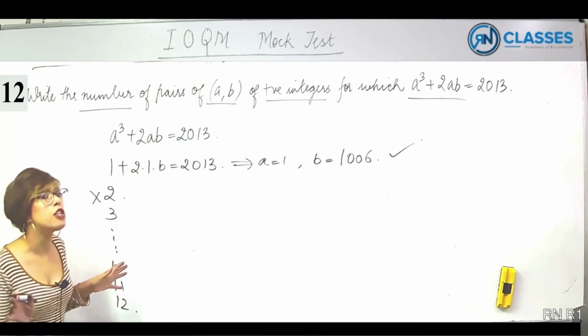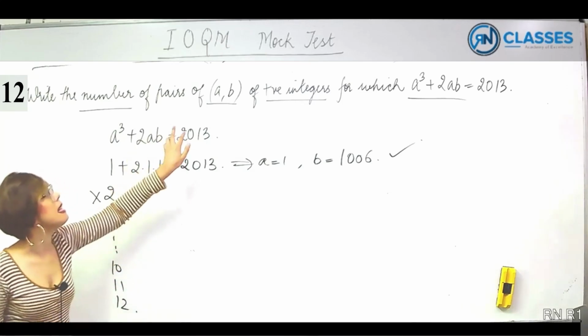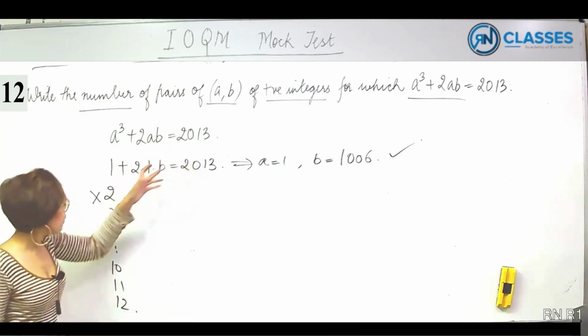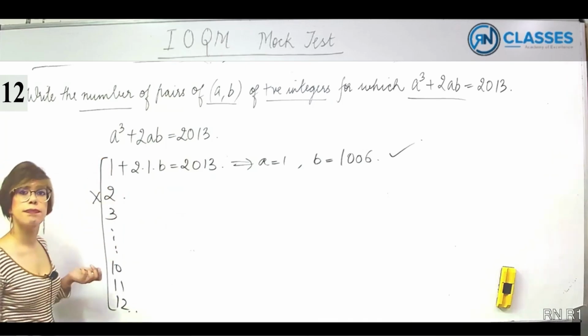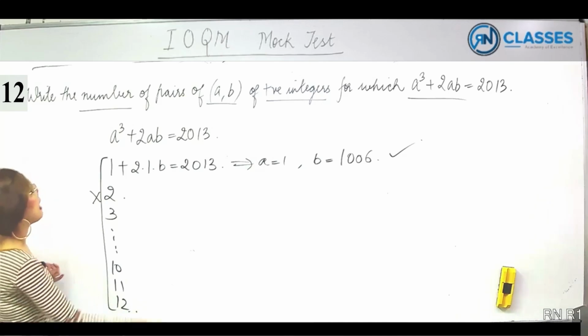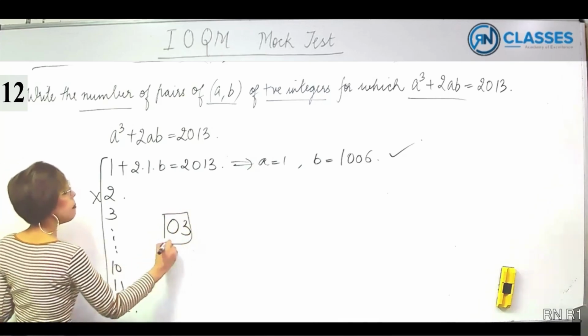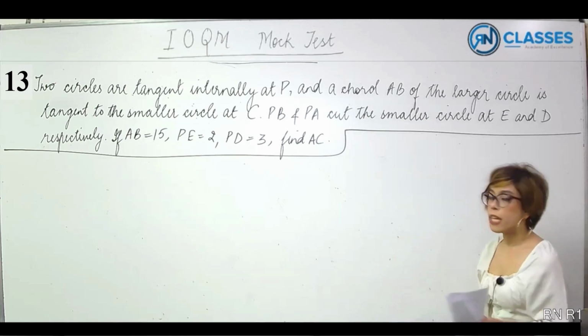But I cannot take A is equal to 13 because 13 cube is definitely greater than this one. So in all, I just need to check from 1 to 12, just 12 possibilities. That will hardly take any time. That is why the answer is 0, 3. Alright, moving on to the next question.